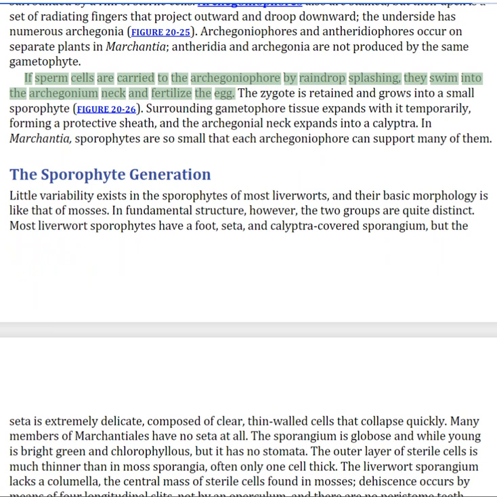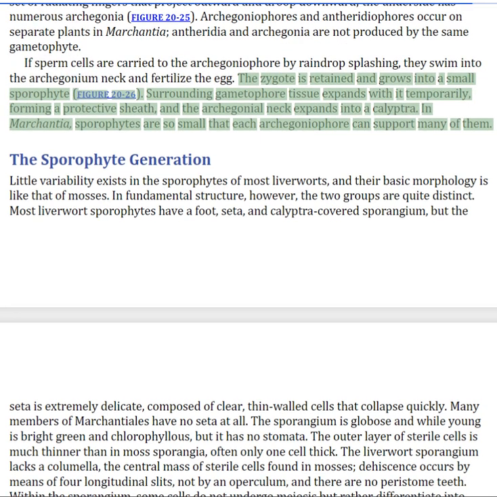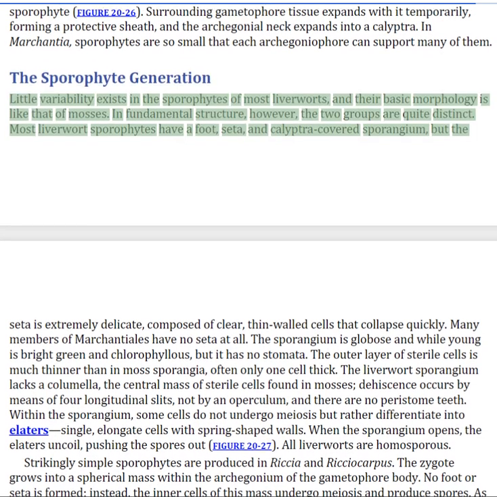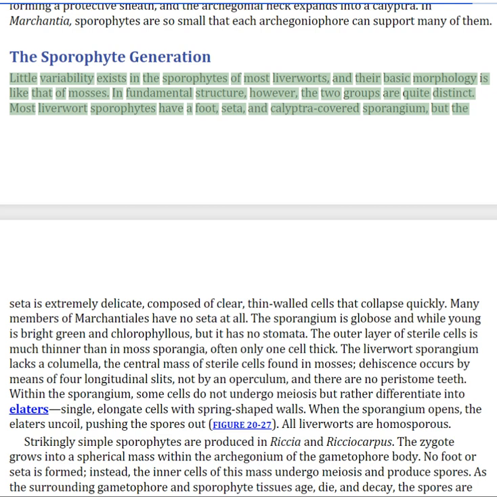If sperm cells are carried to the archegoniophore by raindrop splashing, they swim into the archegonium neck and fertilize the egg. The zygote is retained and grows into a small sporophyte. Surrounding gametophore tissue expands with it temporarily, forming a protective sheath, and the archegonial neck expands into a calyptra. In Marchantia, sporophytes are so small that each archegoniophore can support many of them. The sporophyte generation. Little variability exists in the sporophytes of most liverworts, and their basic morphology is like that of mosses. In fundamental structure, however, the two groups are quite distinct.